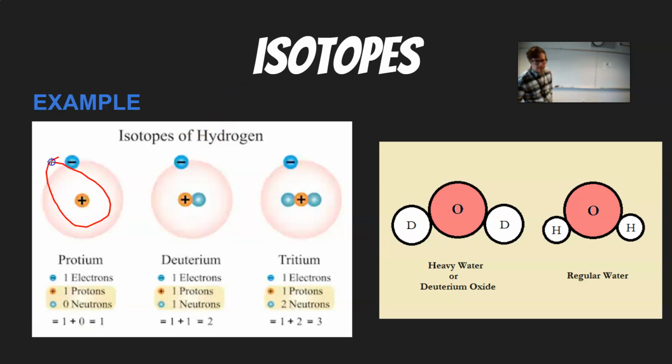It has one proton and one electron, right? Just one proton, one electron, no neutrons. Its mass number is 1. And that is the hydrogen that you would find in the H's of H2O, right? So regular, plain old water is 2 of these hydrogens and 1 oxygen.